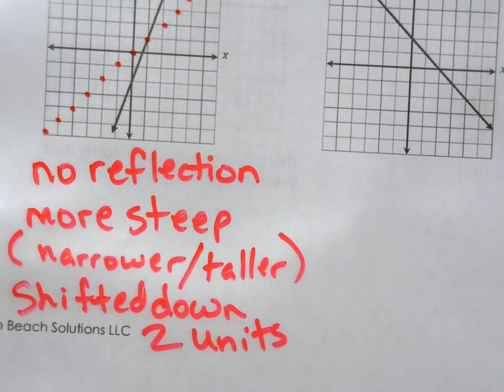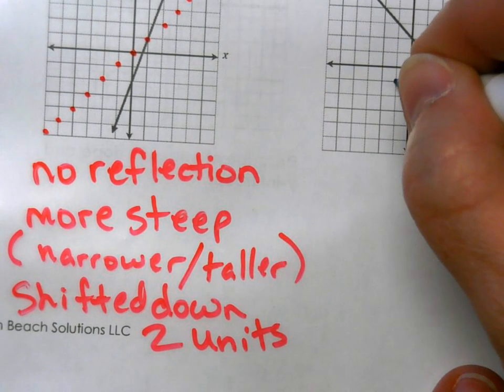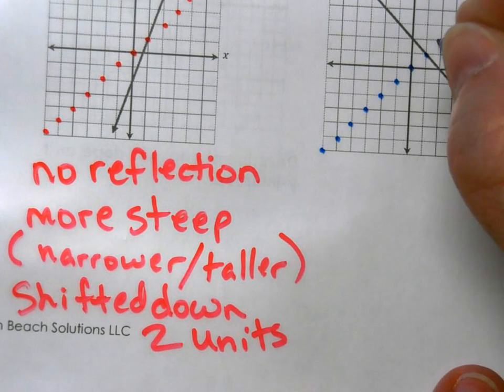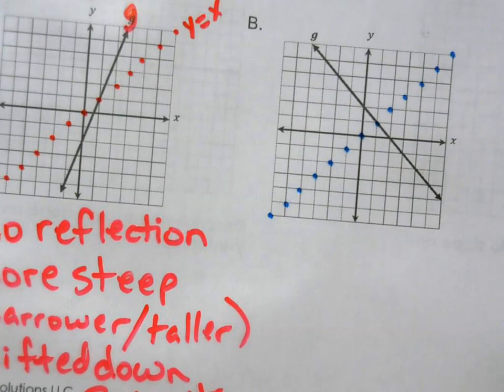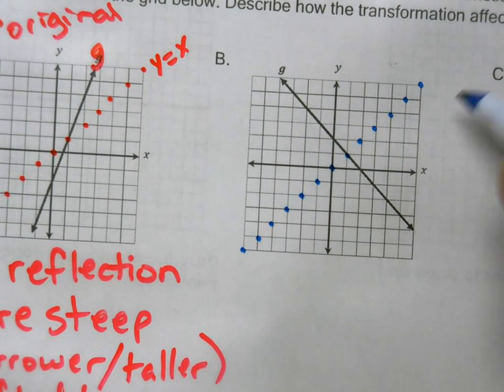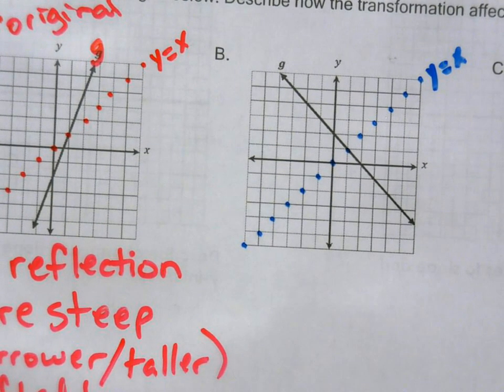So go ahead and draw your original parent function on the next one. Start at your origin. And it goes up 1 over 1, down 1, back 1, whatever. That's your original parent function line. All right, so you can compare the two.